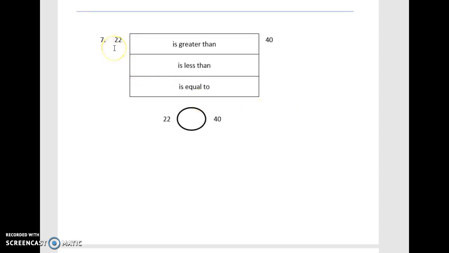Okay, same thing on question number 7. 22 is greater than, less than, equal to 40. So in the circle, you're going to indicate with the symbol 22 is greater than, less than, or equal to 40. And be sure and circle it in one of these boxes as well.